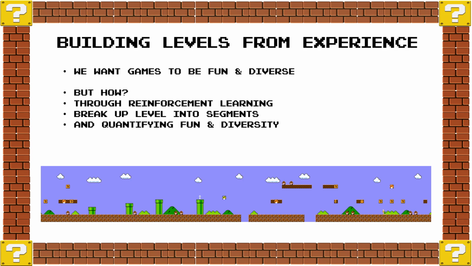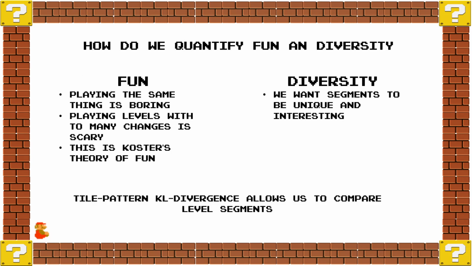We will need to quantify these ideas of fun and diversity. But how is this even done? Let's first tackle the idea of what is considered to be fun. If we consider Koster's theory of fun, which states that if patterns in a level are too similar, the level can be considered as boring. And if the patterns in the level are too different, the level will be considered to be overwhelming or challenging for a player.